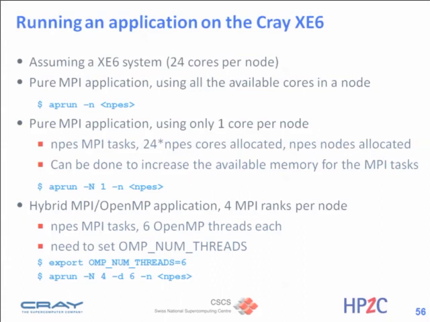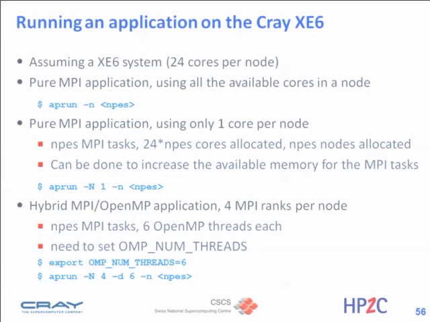You have 32 gigabytes per node. If your MPI application requires 2 gigabytes per MPI rank, then you cannot run more than 16 MPI ranks in that node, because you have only 32 gigabytes available. Okay? So if you want to limit this number, you need to use this -n option to do that.